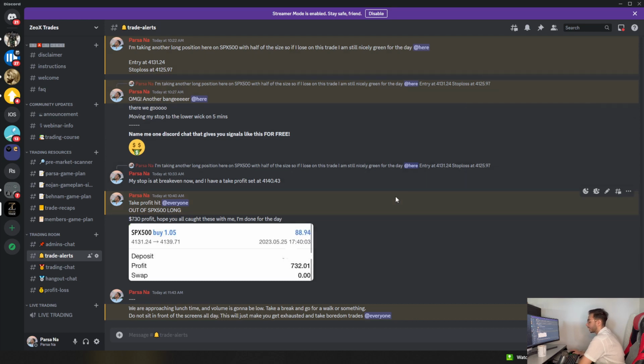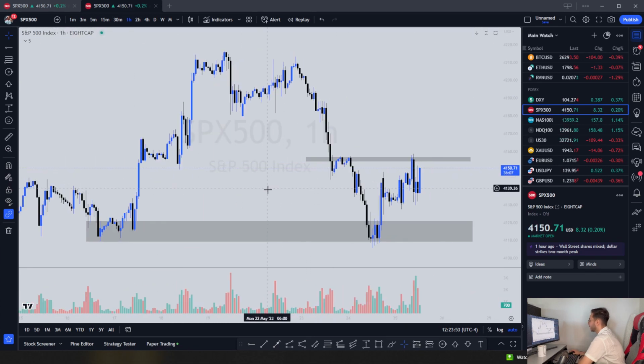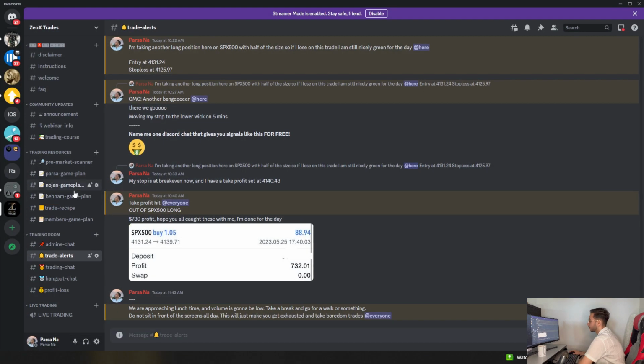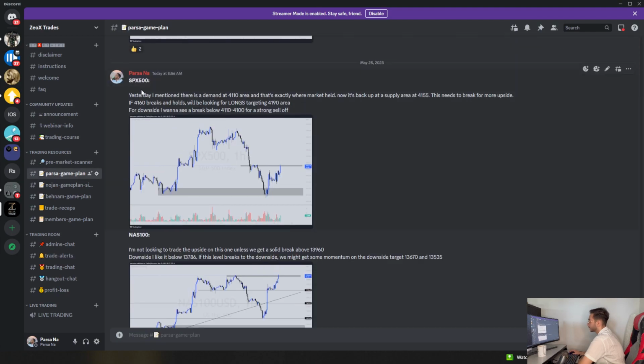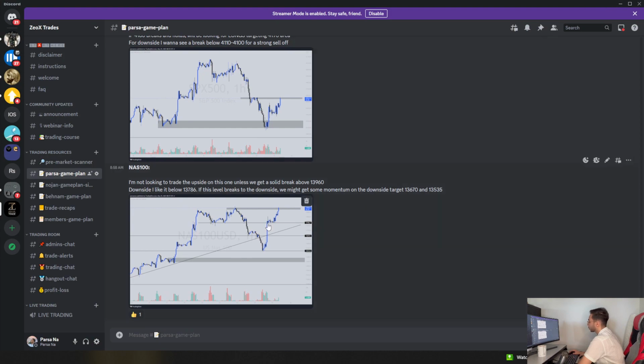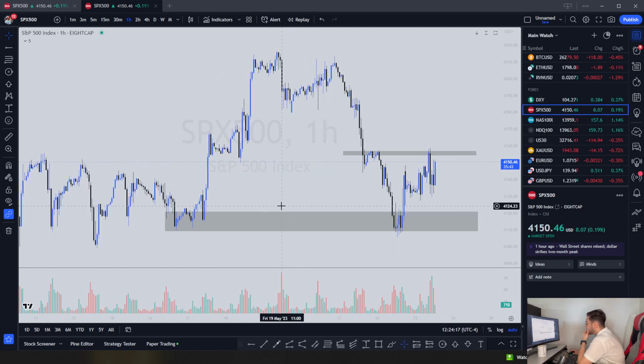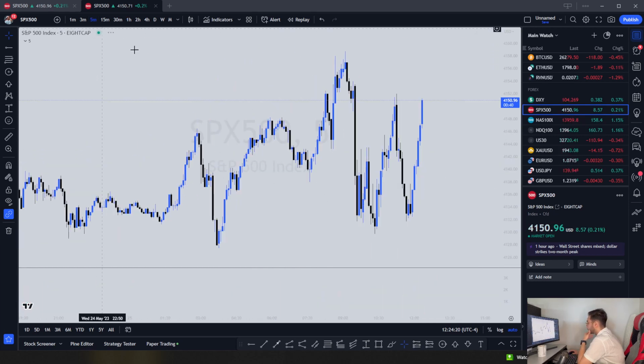So now let's move back to the charts and see how we took the trade. SPX, if we go on the 1 hour chart, these two areas are where I posted my chart in Discord in the game plan. If I go to the game plan here, that's where we had our areas. This is exactly the chart that I posted on SPX, and I also posted the chart on NASDAQ prior to market open. These are the levels that we had on these two charts, right? Now, on SPX, we had a demand zone formed, right?